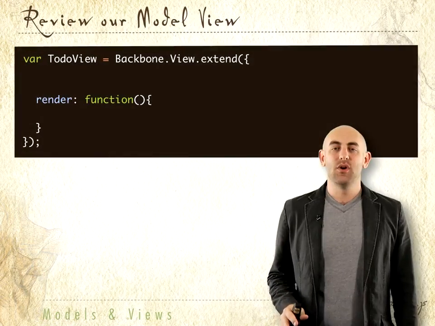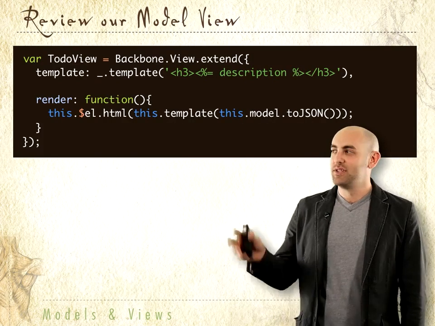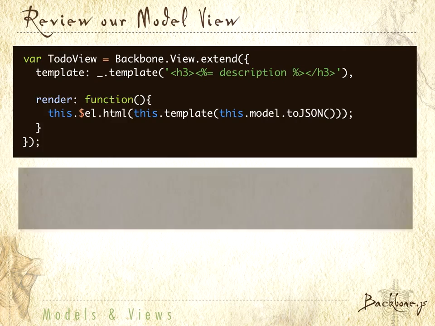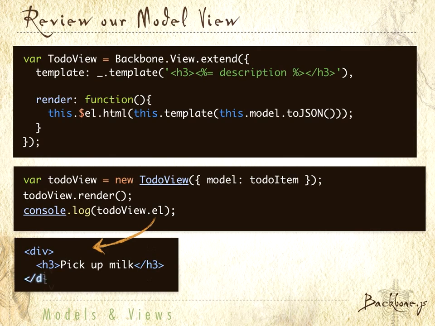So let's review our model view that Greg developed for us in the last level. As you can see, we have our template here, and we have our render function, and we can define a new instance of that view, passing in the model, render it, and then when we look at the output of the element, we'll have just a simple div with an h3.